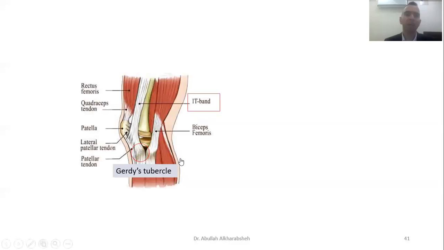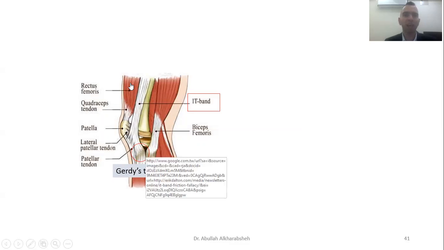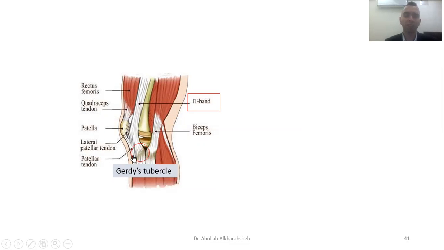So this is the lateral side of the knee joint. We see in the anatomy here, this is the Gerdy's tubercle, and this is the patella. And here we have the iliotibial band, and here the biceps femoris. And this is the muscle, and this is the ligament. And this is the rectus femoris, and the patellar tendon is here.